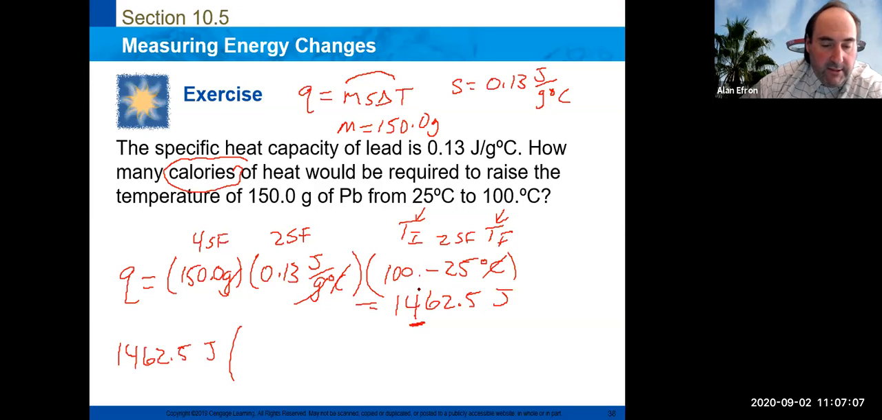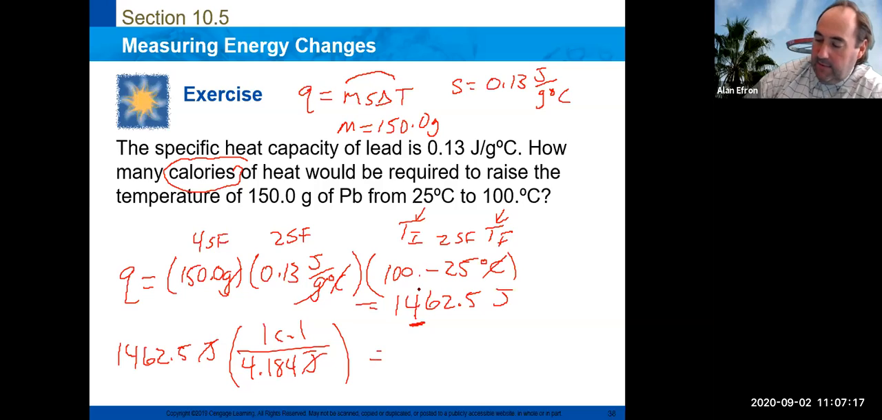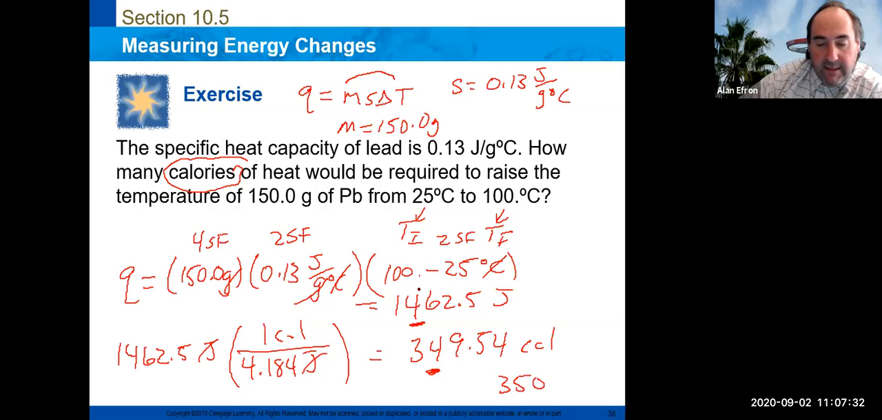Do the conversion of 4.184 joules per calorie. And the joules here will cancel. And if we do that, we do end up with something like 349.54, a whole bunch of numbers. Calories, again, we still should end up probably at 2 significant figures. So probably something like 350 calories.